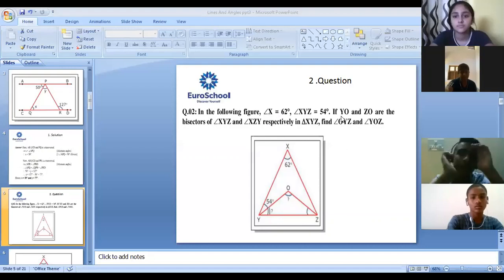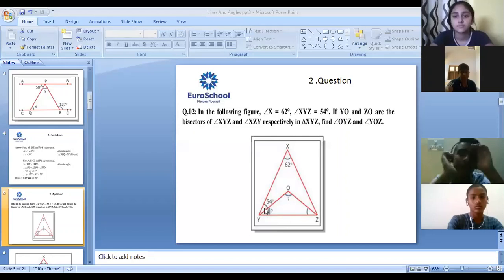Next, YO is a bisector of angle XYZ. Can anyone answer what is meant by bisector? Lavanya, can you answer? Ma'am, it divides the line or angle into two equal parts. Okay, when we talk about an angular bisector, it divides the angle into two equal angles. So here the line YO divides this angle into two equal angles. The value of angle Y is 54 degrees.